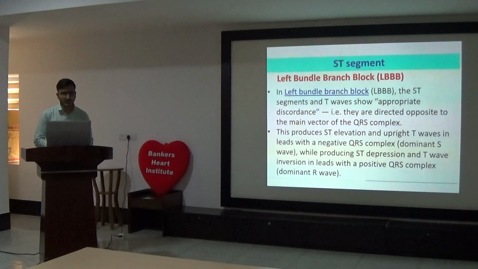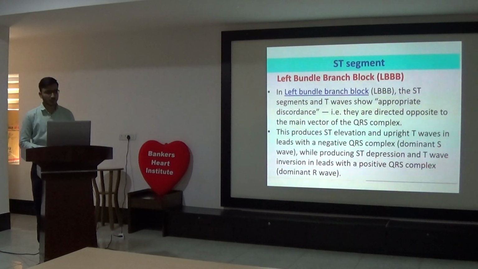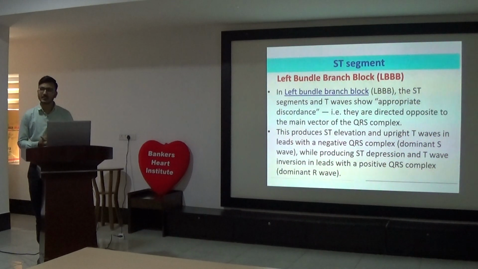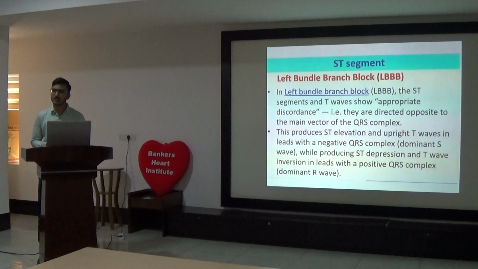Next one is left bundle branch block. It will also show ST segment changes. And all early repolarizations are benign only? No, sir, it is mostly benign in young healthy patients, but it may cause some arrhythmia, so not all are benign. So what about the other ST segment changes in early repolarization which are not benign?